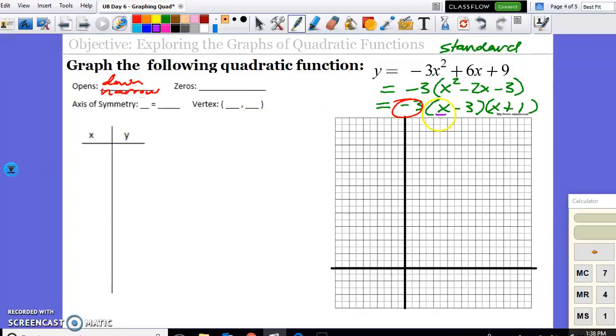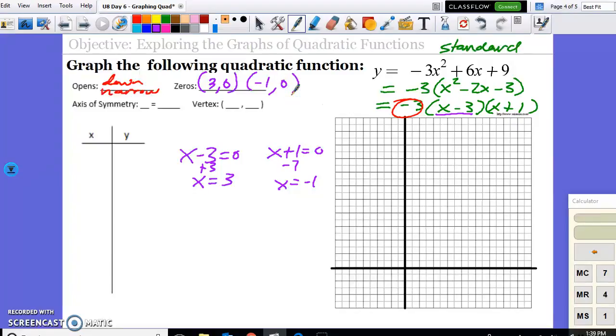All right, let's look at it again. X minus 3 equals 0. I have another one, x plus 1 equals 0. This is going to help me find my zeros. Use inverse operations, x equals 3, and x equals -1. I'll put those as zeros up here, 3, 0, -1, 0. Okay, that should hopefully make sense to you.